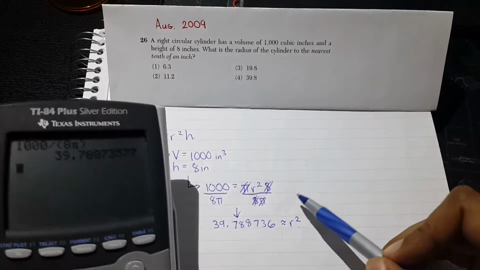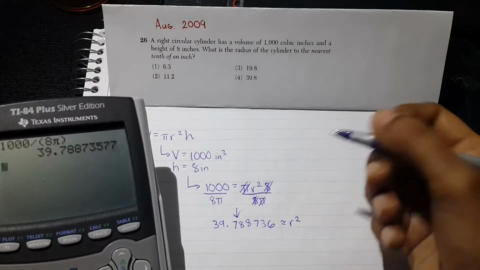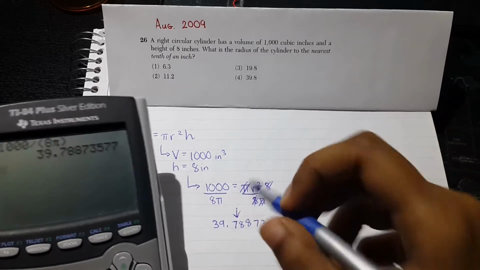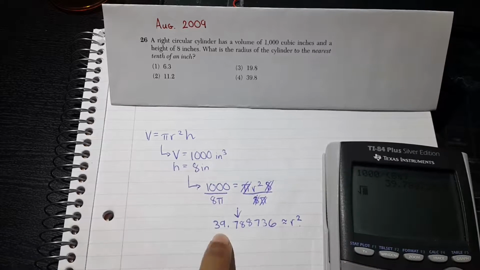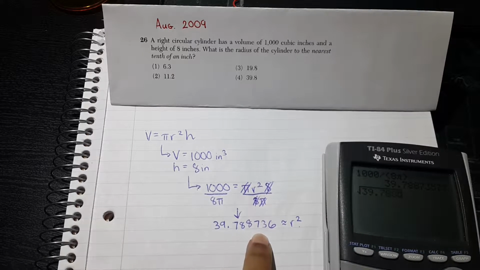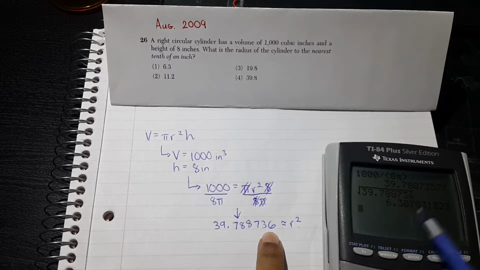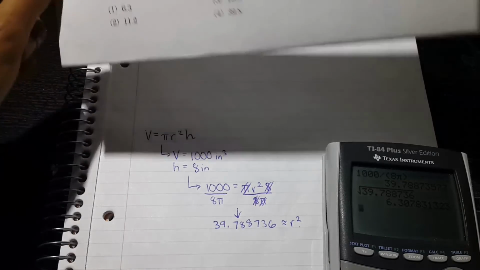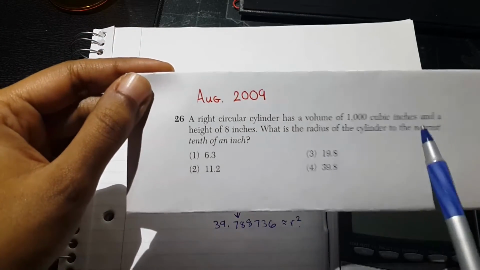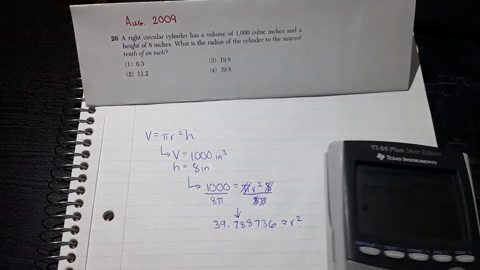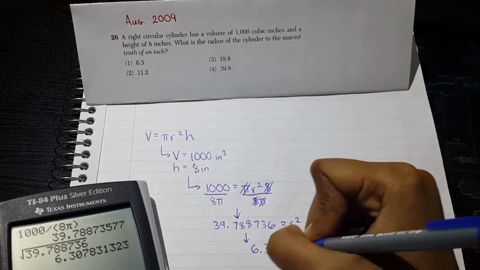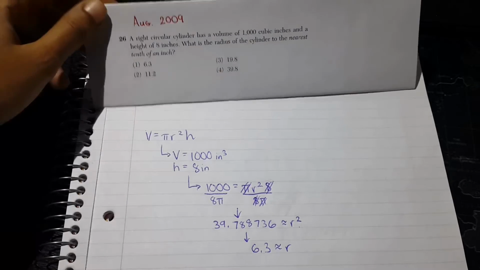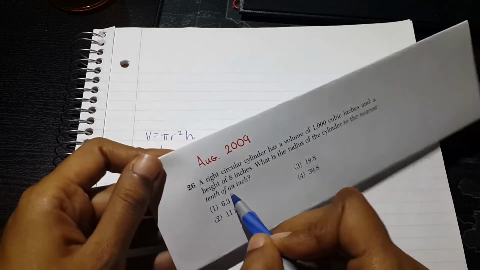Now, again, inverse operations: whenever we square something, we take the square root of it. So I'm going to take the square root of both sides, and we can type in 39.788736, and that will give us 6.307, etc. Now, the problem asks us to round our radius to the nearest tenth of an inch, so that's just going to be 6.3. So 6.3 is going to be our radius, and that is choice number 1.